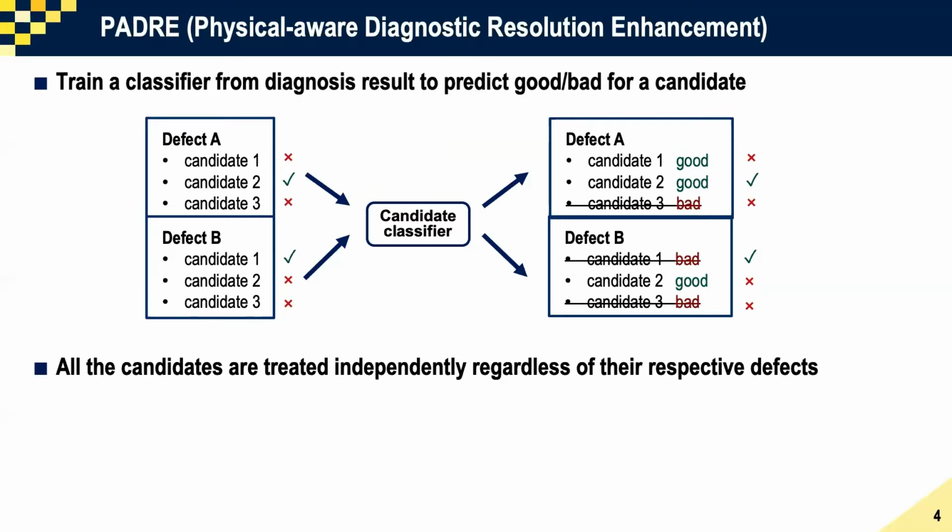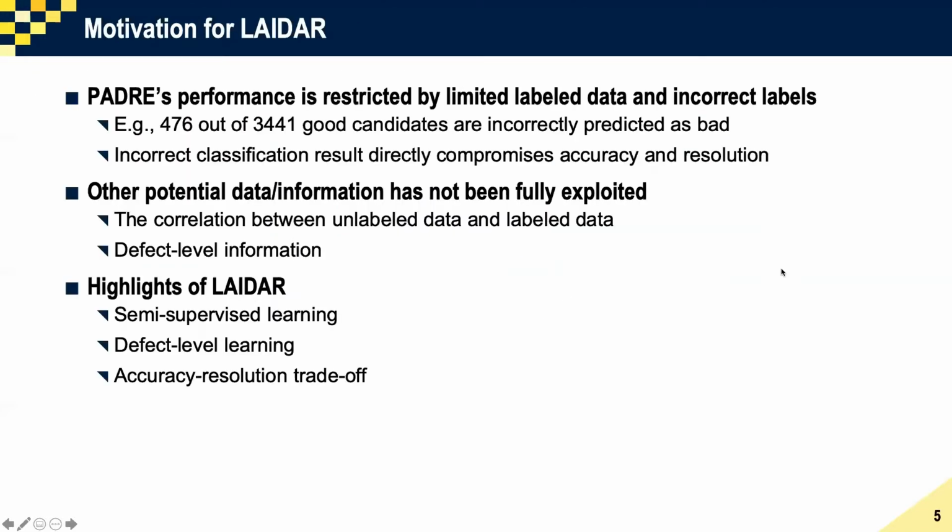Each candidate is predicted with a label of either good or bad. Here, good means the candidate corresponds to the true defect, and bad means not. The bad candidates will be removed from the candidate list and thus improve resolution. However, PADRE's classification performance is compromised by the labeling error caused by its intrinsic labeling process and limited training data. For example, in one circuit, 1/7 of good candidates are incorrectly predicted as bad, which directly decreases diagnosis accuracy.